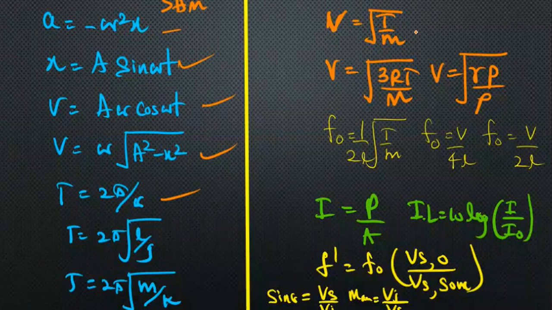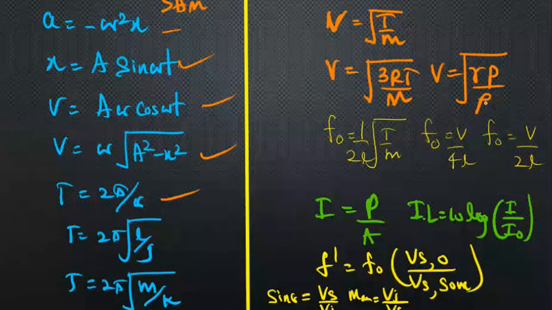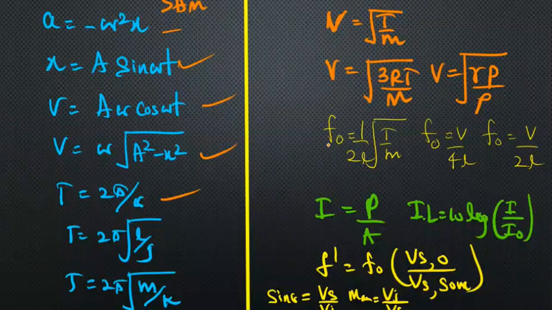Again from waves, the velocity of a transverse wave in a stretched string, v equals root T over m. T is the tension of the string, m is the linear mass. And the velocity of sound, v equals root 3RT over M, or v equals root gamma P over rho. Here P is the pressure, rho is the density. And the fundamental frequency of a stretched string, f naught equals 1 over 2L root T over m. For closed tubes, f naught equals v over 4L. Again, for open tubes, f naught equals v over 2L.